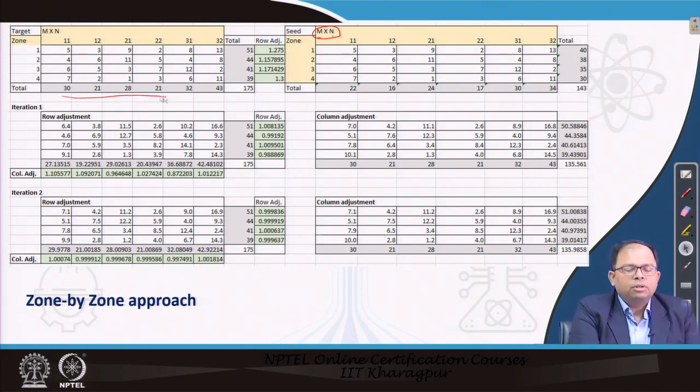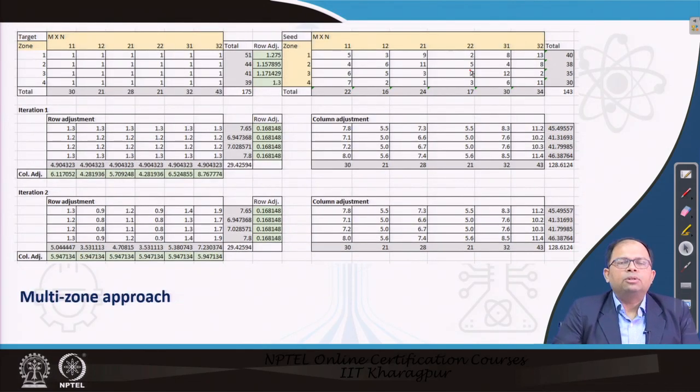These are the target zone marginals. For each zone we know how many people are there, and for each of these groups we know how many people are there. So using this marginal data and our control total, and using this seed data, we can easily calculate the IPF following the same steps, and we can arrive at this particular result. So this could be called the zone by zone approach, where we have seed data for each zone and we can estimate the population for each zone.